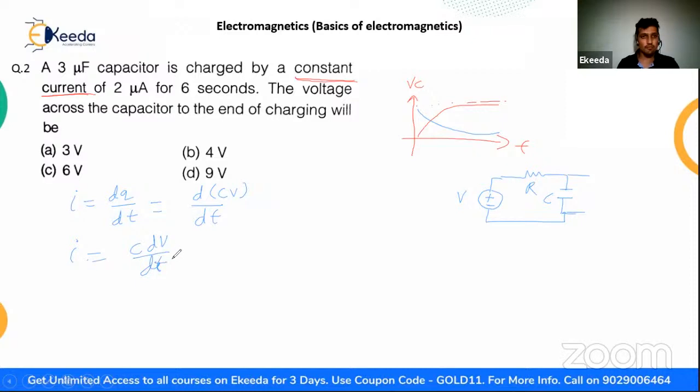And we are asked what is the voltage across the capacitor towards the end of charging. Suppose there is a capacitor and we are applying a constant current source, this is how we draw a constant current source. This current is 2 microampere, applied for 6 seconds.